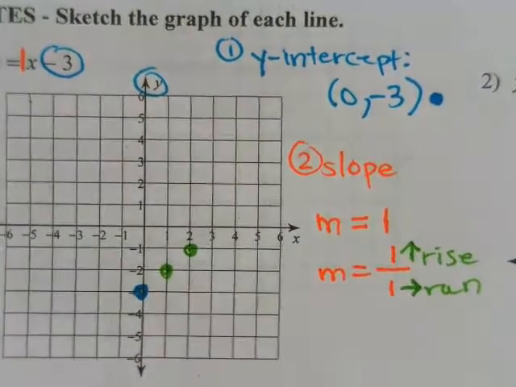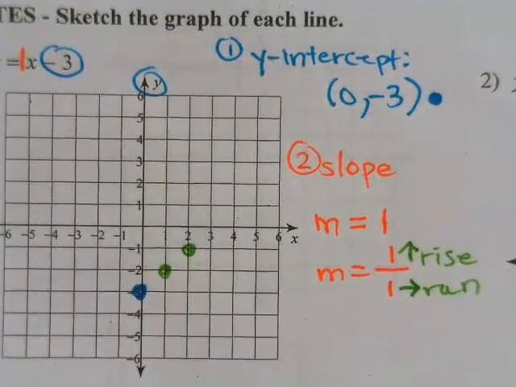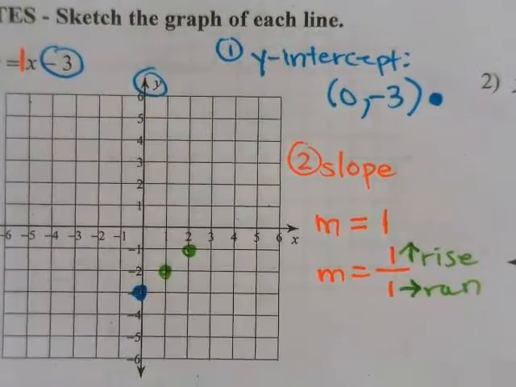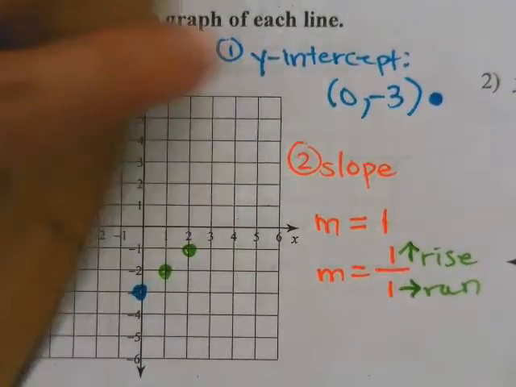2 or 3 points should suffice, because that's enough points to draw a line. Actually, 2 points is enough to draw a line. 3 points is even better. Step 3, draw the line.